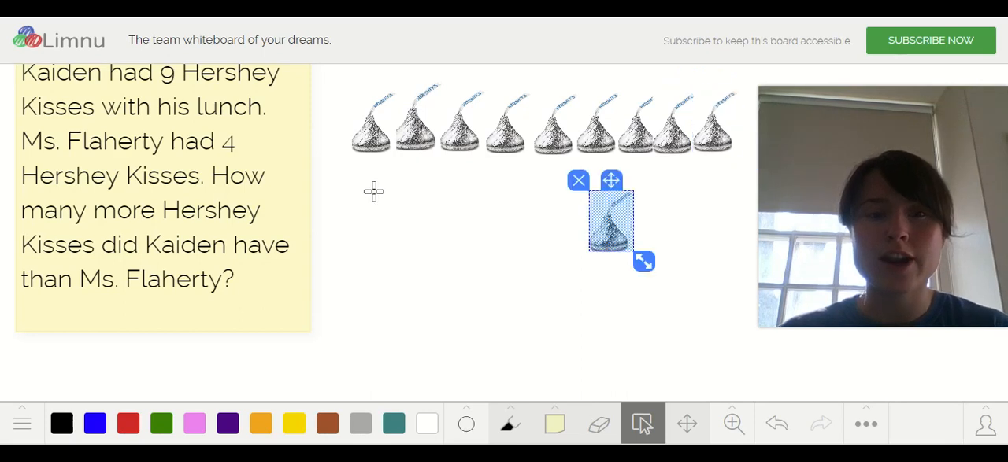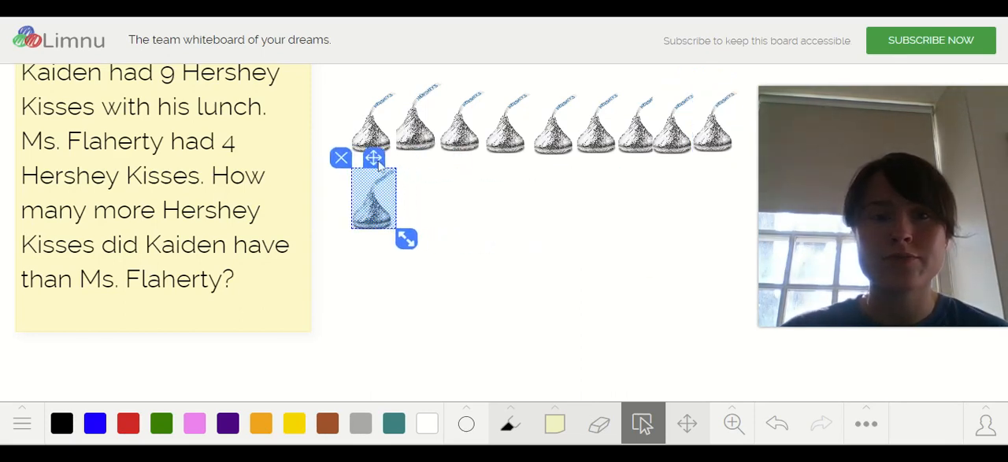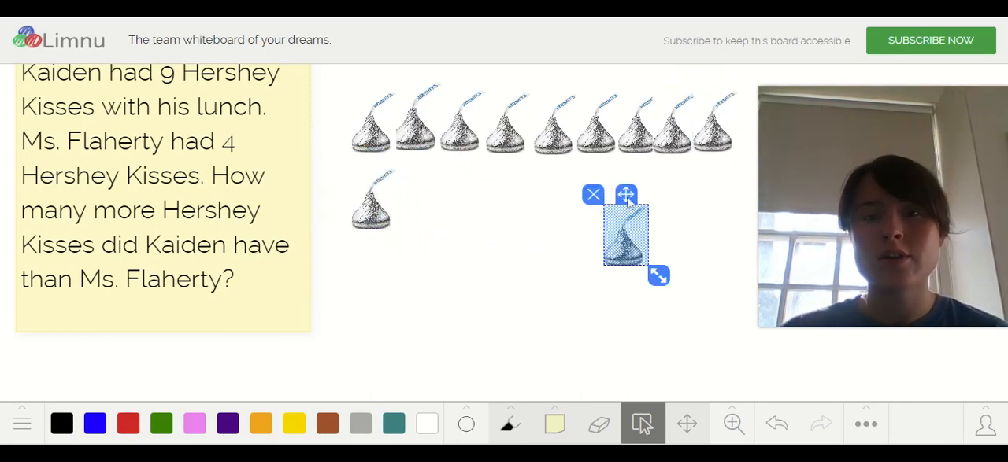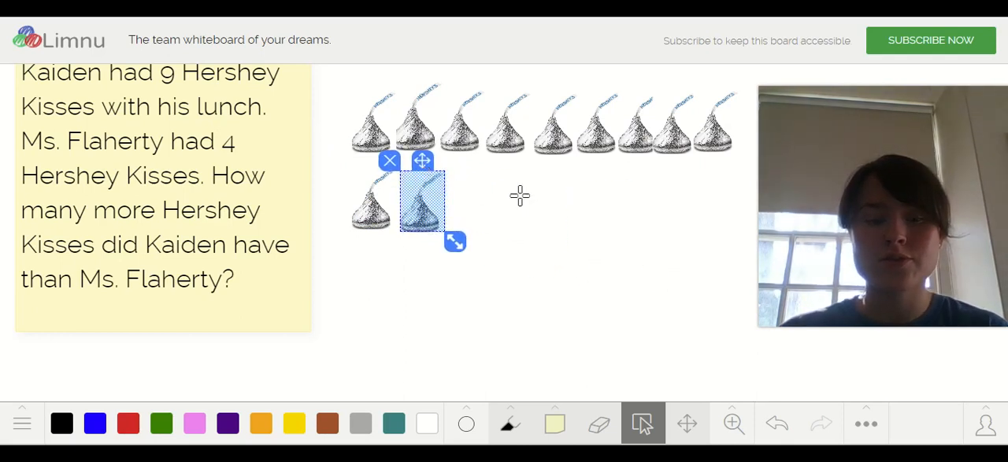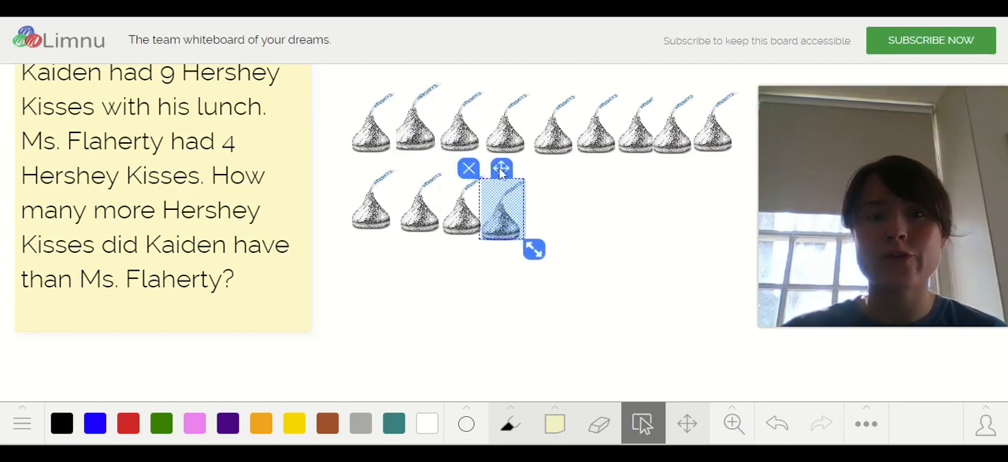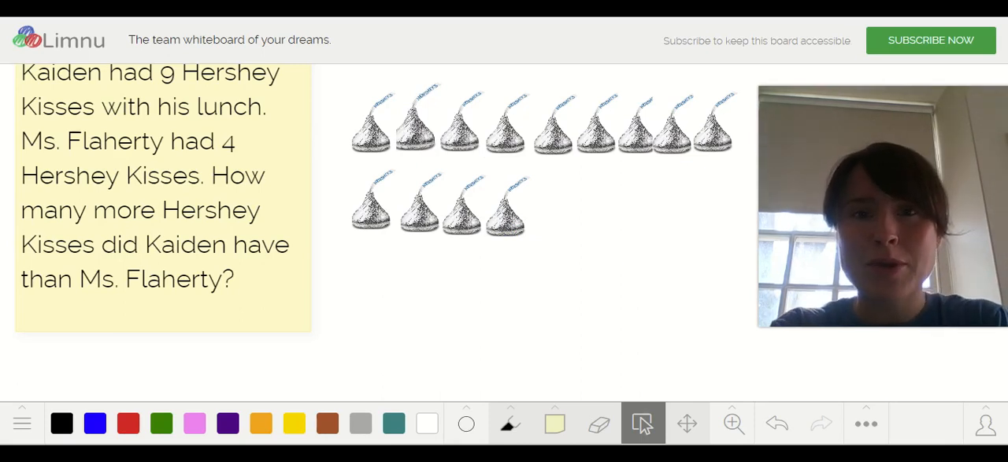Now I'm going to show my 4 Hershey Kisses. So this will be a bar right underneath. 1, 2, 3, 4. Great. Take a look at my picture.